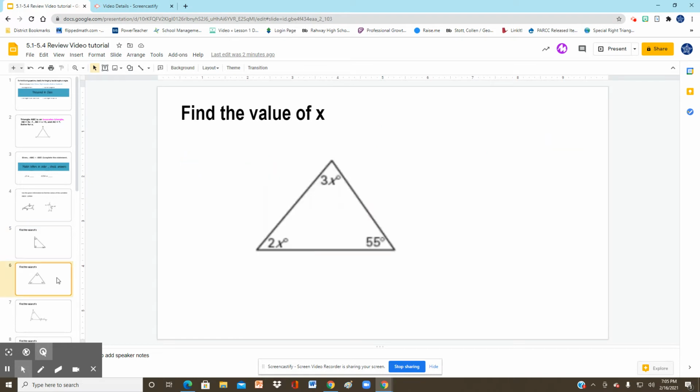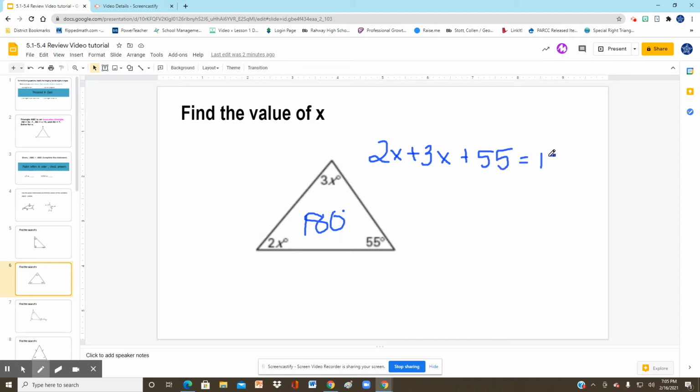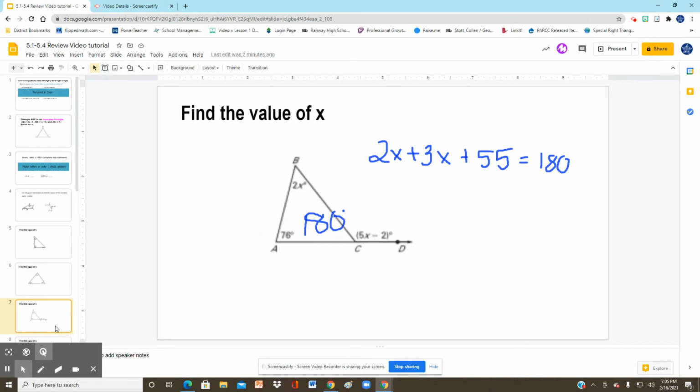Moving on to our next problem, we're actually going to repeat the same process. This triangle again, the entire triangle is 180 degrees. So I have 2x plus 3x plus 55 equals 180. I always make sure that I have my three angles there, so I know I have my three angles showing the sum of 180. And then we would combine like terms and solve again. All right, our next problem.